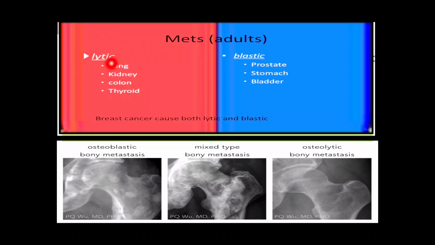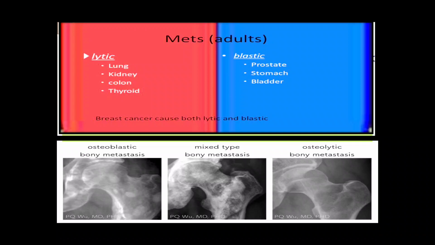So osteolytic secondaries are seen in case of carcinomas of lung, kidney, colon, and thyroid. So here the secondaries will eat up the bone. So in the X-ray the lesion will appear radiolucent, and the tumors of prostate, stomach and bladder produce osteoblastic secondaries, which means bone forming. So bone forming secondaries will appear radio opaque in the X-ray.